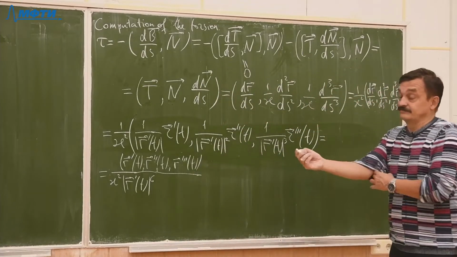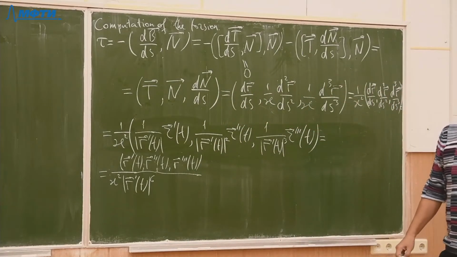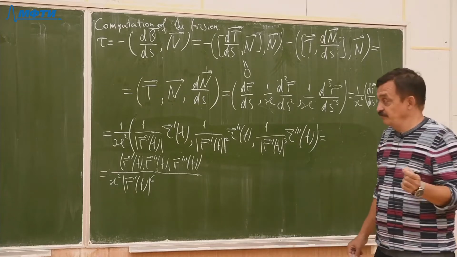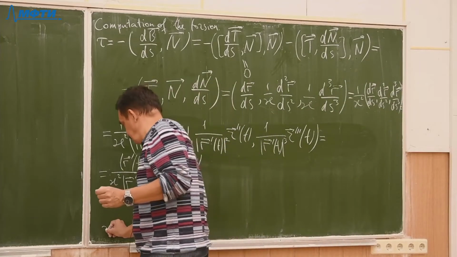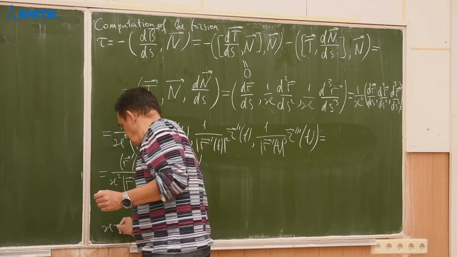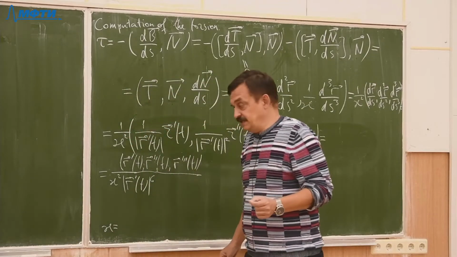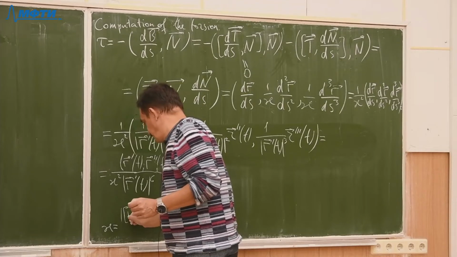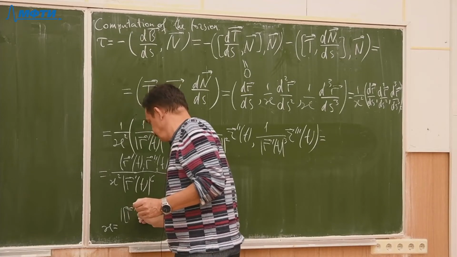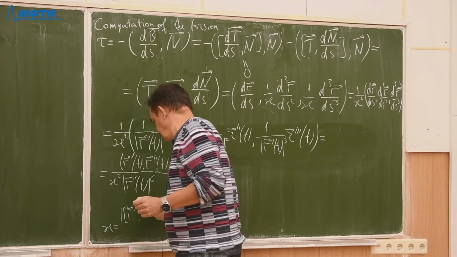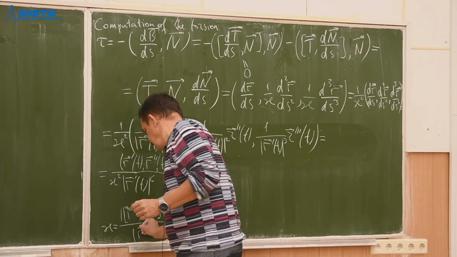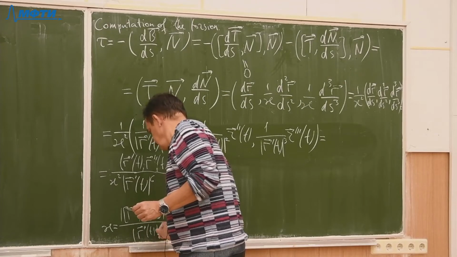Last step is to use the last theorem about computation of curvature. There was a formula for curvature. Let me recall it. Curvature was written as the length of the vector product r prime times r double prime, divided by the cube of the length of r prime, right?